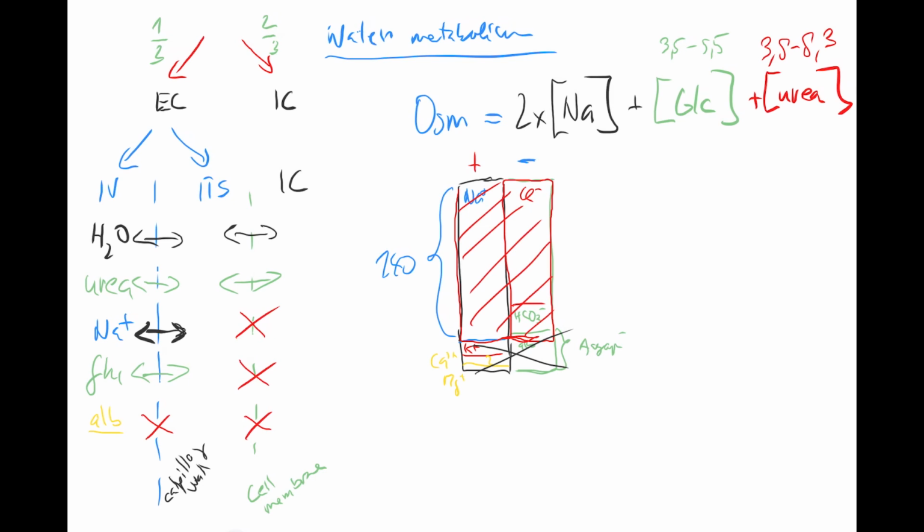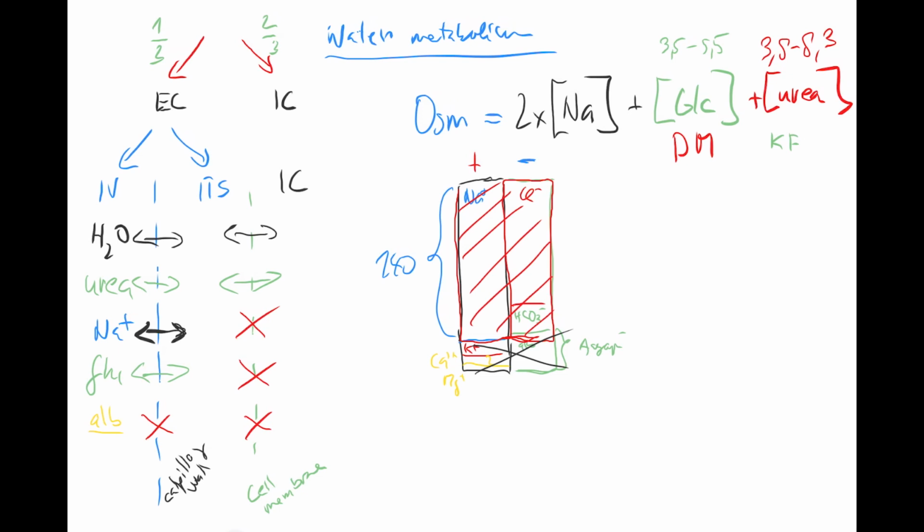But we are not ignoring them because of two crucial diseases. One of them is diabetes, and the other one is kidney failure. And these values can really go high in disease.